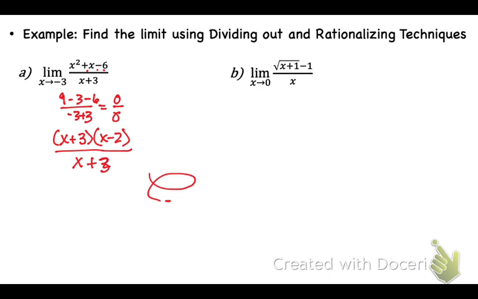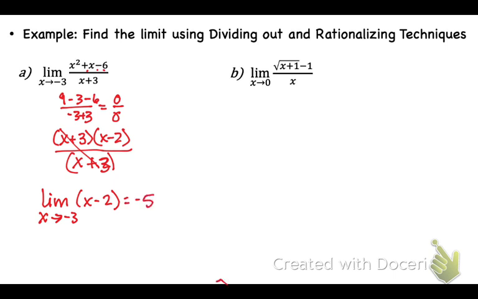Oh, plus 3, sorry. Can I reduce anything? Yes. The x plus 3. And we're now down to the limit as x approaches -3 of x minus 2. These are equivalent statements because they both had the x plus 3 in there, correct? Now does it work? Yes. -5. It's now -5.